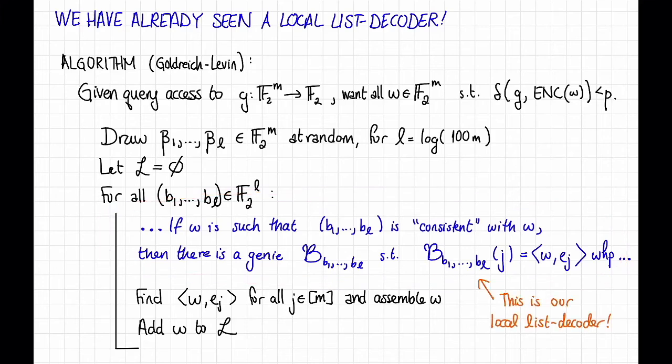So what we actually showed in the previous video is that the Hadamard code is (Q, p, L) locally list decodable, where p, the radius, can be anything strictly less than a half, Q, the query complexity, is polynomial in m, and L, the list size, is also polynomial in m. Pretty cool.